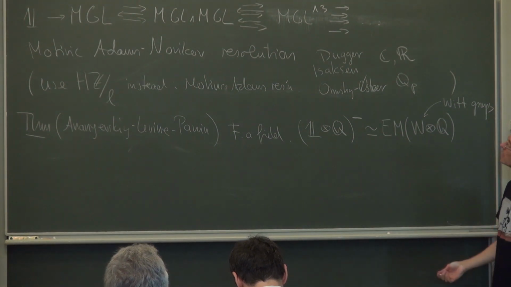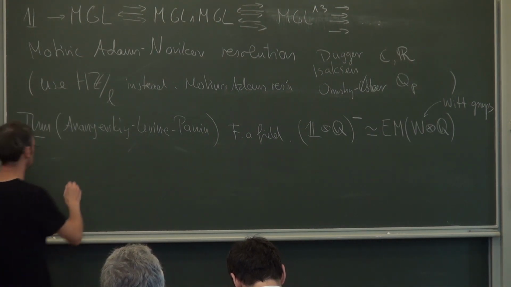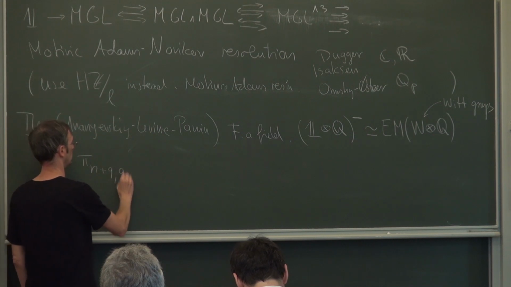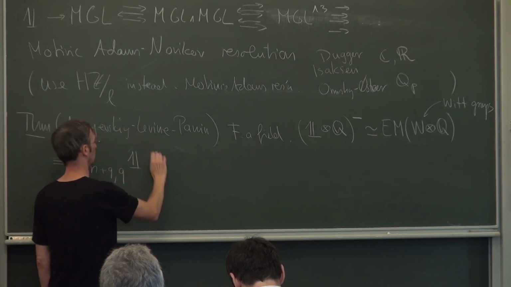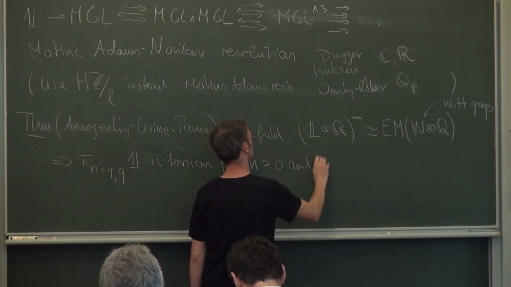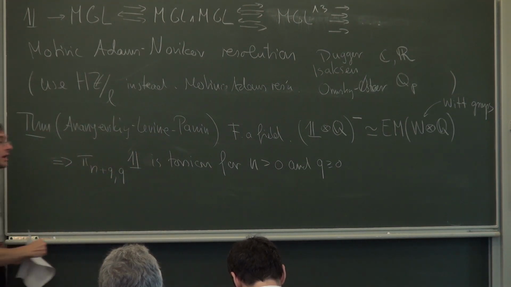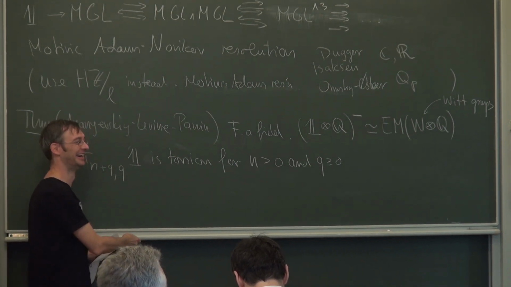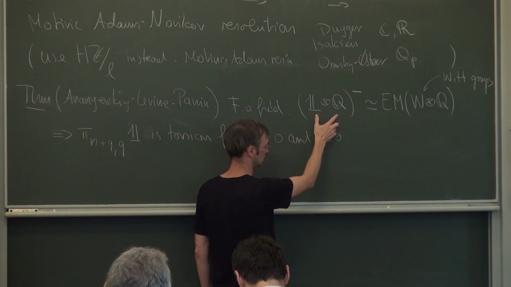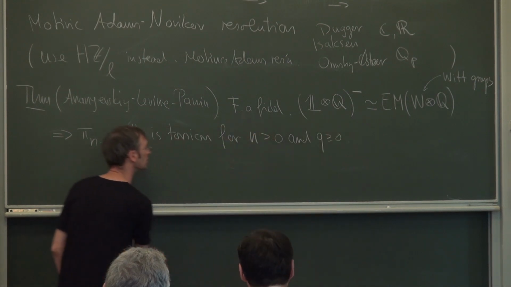And in particular, this gives a statement on the motivic stable homotopy groups of spheres. It implies that pi_{n+q, q} is torsion for n greater than 0 and q greater than or equal to 0. I hope I stated this correctly. So what really enters in a substantial way in this computation is determining the Witt theory cooperations, which has been done by Alexey Ananyevskiy.